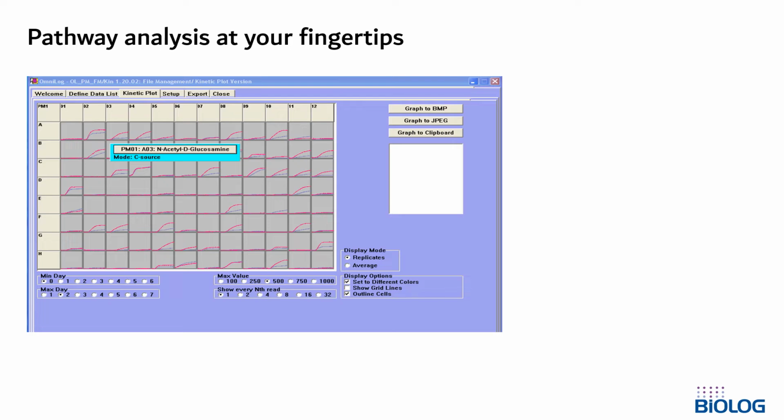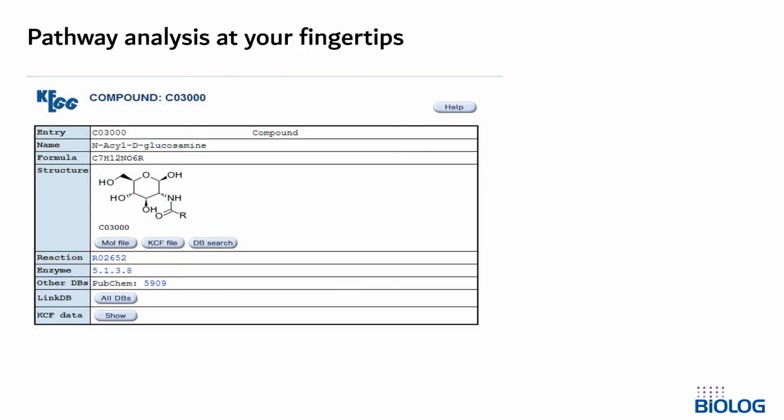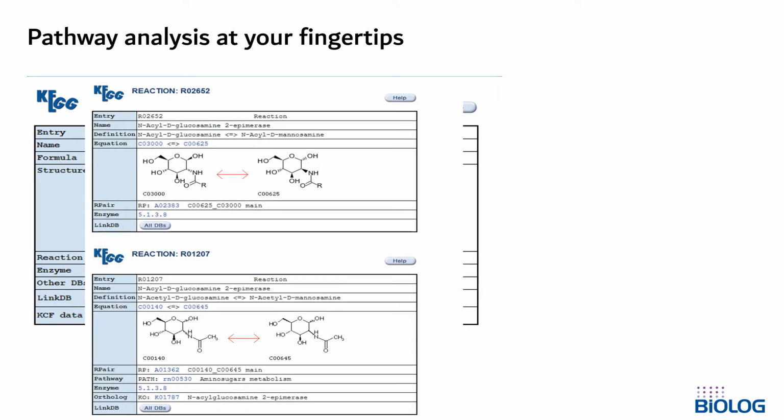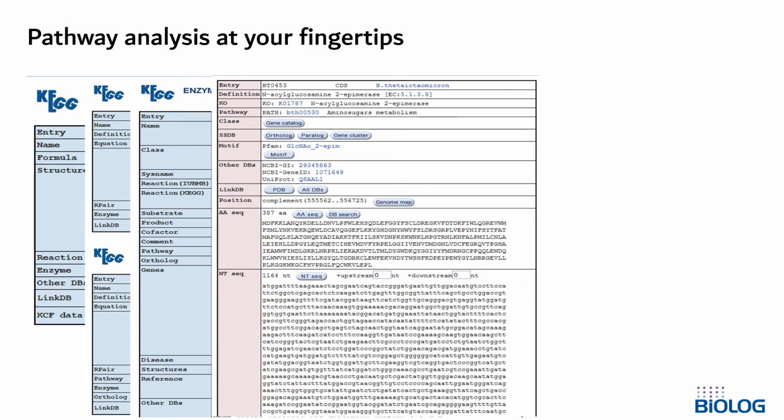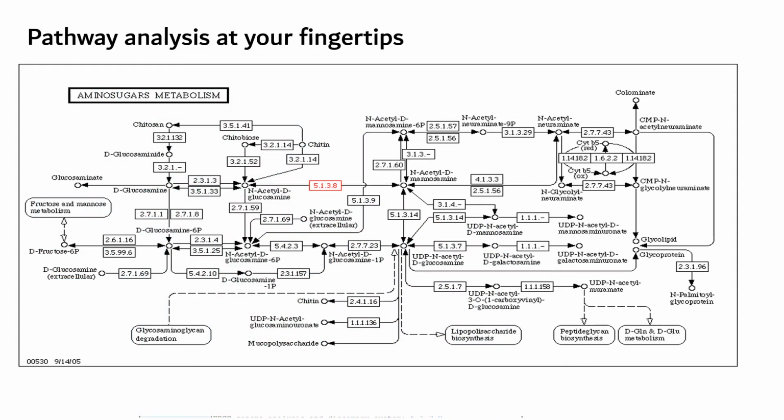In this case, I've clicked on well A3 in PM plate 1, and I can see that this is N-acetyl-D-glucosamine, and it's a carbon source. One more click, and it will show me the molecular structure of that compound. Another click, and I can get to the enzymatic conversion and the products of that conversion. Another click, and we can get to the enzyme that catalyzes the conversion. And another click, we've got the amino acid sequence and the nucleotide sequence of the gene for that enzyme. So within moments, we can get to this end result, which is a pathway analysis at our fingertips.